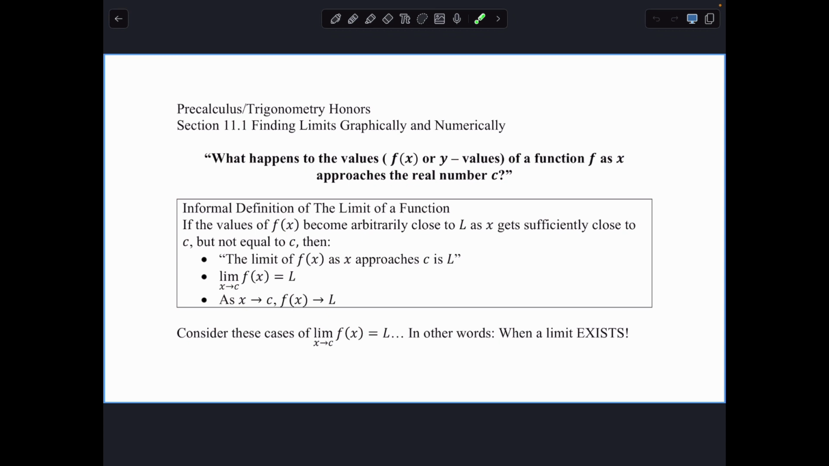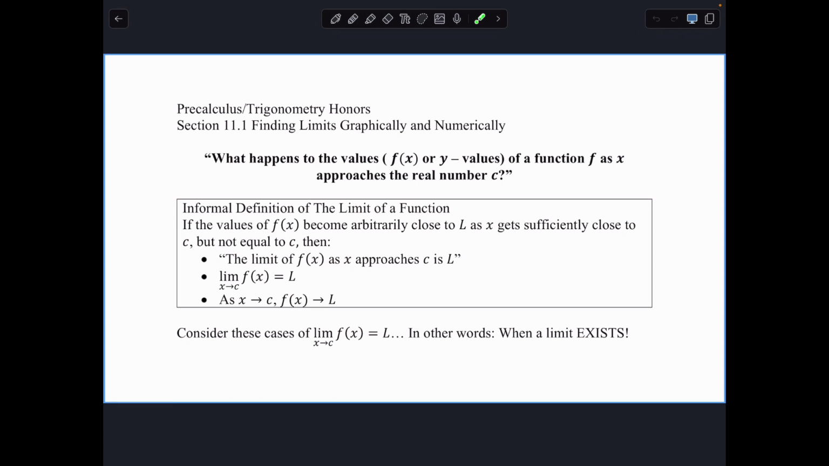Okay, so kind of keeping in mind for limits, what happens to values of a function, or the y values of a function f, as x approaches a real number c? So the informal definition of the limit of a function is, if the values of f of x become arbitrarily close to L, L is just a number, as x gets sufficiently close to c but not equal to c, then we're able to say that the limit of f of x as x approaches c is L. And all three of these statements say the same thing.